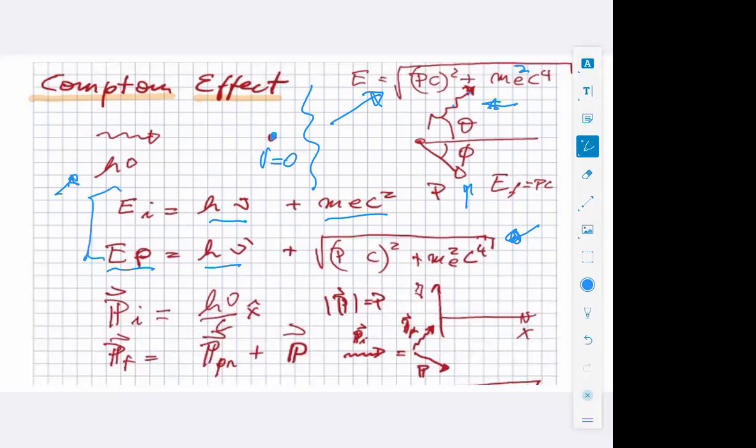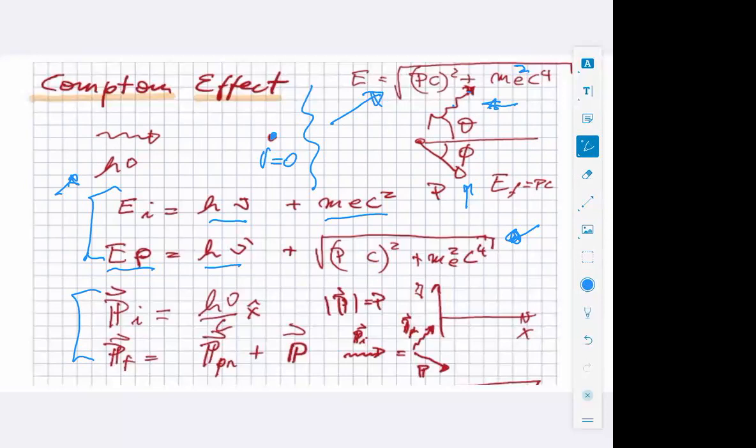So these are the two equations for the energy, the energy before and the energy after, and then I have to do the same thing with momentum, the momentum before and the momentum after. The momentum before is simply the initial momentum, which is the momentum of the photon, h nu divided by c. Where do I get this? Well, look at the expression for a relativistic particle here. The energy of a relativistic particle is equal to pc squared plus the rest mass. But what is the rest mass of the photon?